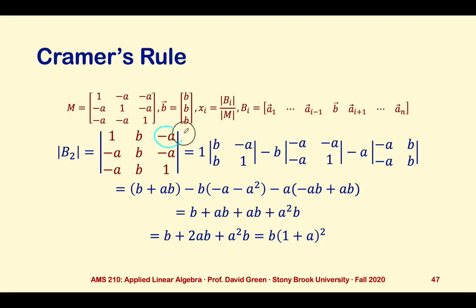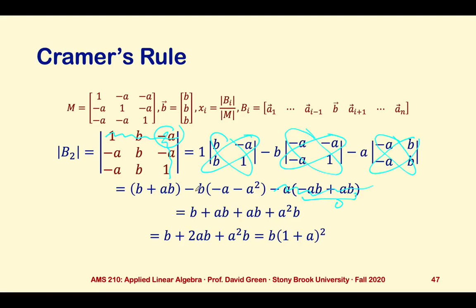Minus a times the determinant that we get when we delete the first row and the third column, shown here. Evaluate these determinants. 1 times b plus ab, minus b times negative a minus a squared, minus a times negative ab minus ab. This term is equal to 0, so we can ignore that whole piece.